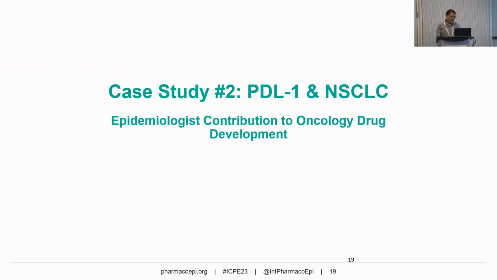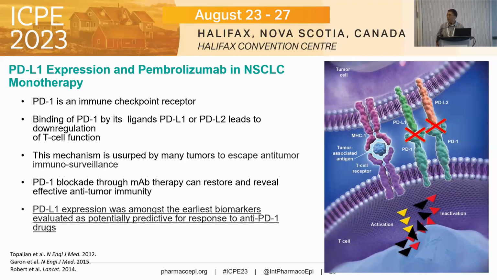And the second one actually is the studies I've been personally leading, the epidemiology studies talking about PD-L1 in non-small cell lung cancer. So this is a graph to show how the PD-1 inhibitors, here we talk about pembrolizumab, work biologically in cancer development. Again, PD-1 is an immune checkpoint receptor. They have two receptors, the PD-L1 and the PD-L2 binding together.